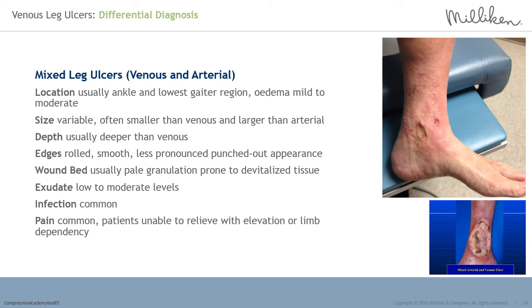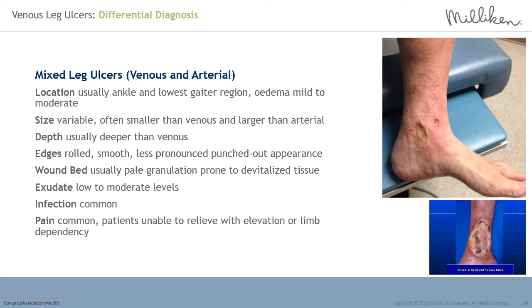Mixed leg ulcers are usually located at the ankle and the lowest aspect of the gaiter region, with mild to moderate volumes of edema. Wound size and shape is variable, often smaller and deeper than the venous ulcer. The wound edges are rolled, smooth and semi-punched out in appearance, indicative of underlying arterial insufficiency. The limb and wound tissue is pale and prone to developing devitalised tissue or slough and necrosis.